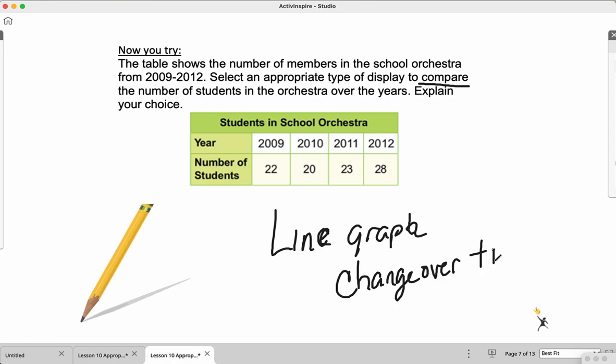Now if I'm not looking for time or change, I might be able to use a different kind of graph, okay? If I just want to know how many injuries, what's the most common amount of injuries for a team, or what's the most common amount of students in the orchestra, I probably want to use a different graph.